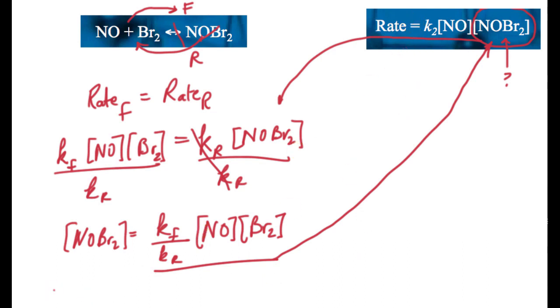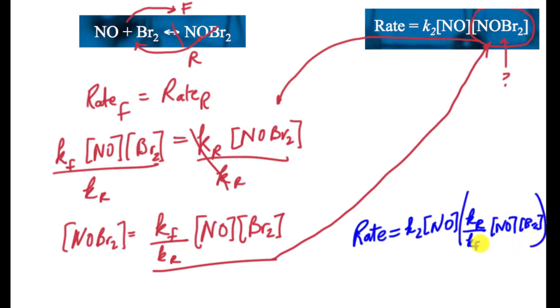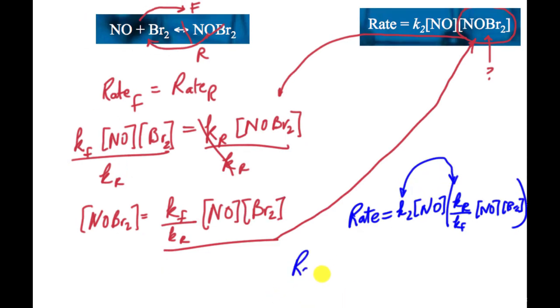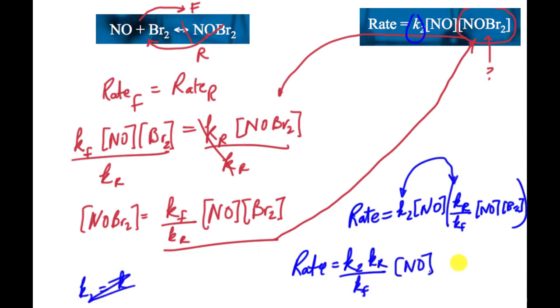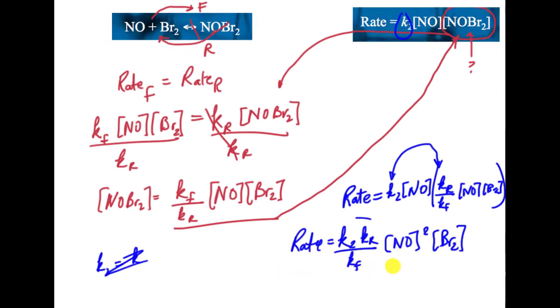Let's do this in a different color. I'll rewrite my rate. Okay, so there's my overall rate. This looks really complicated. All right, so what I'm going to do is put these K's together, and I'm going to rewrite this. So this is my overall rate law. Now this K is really complicated.